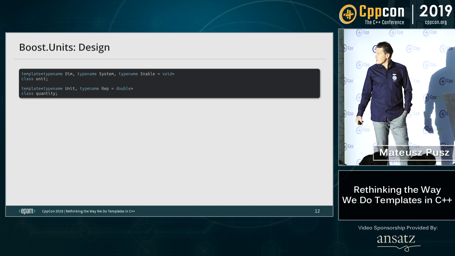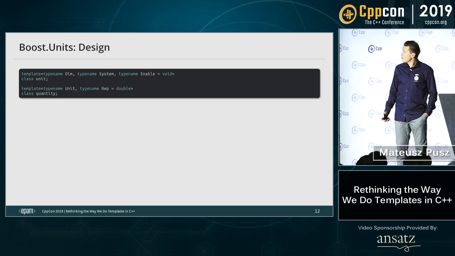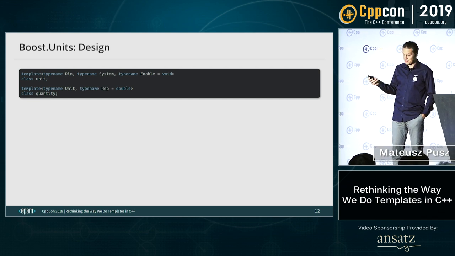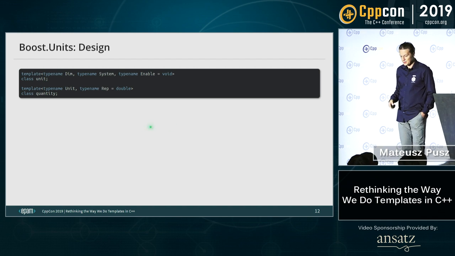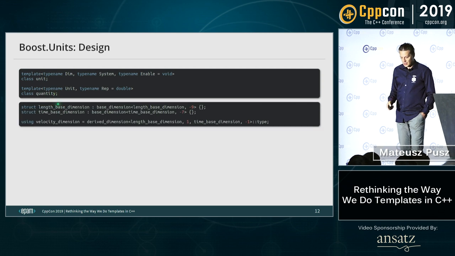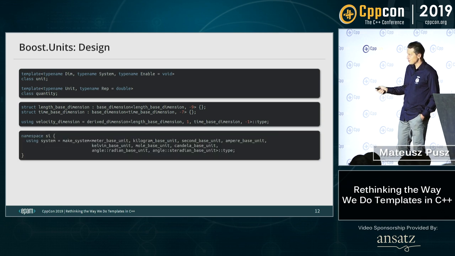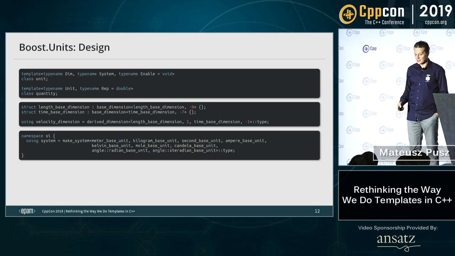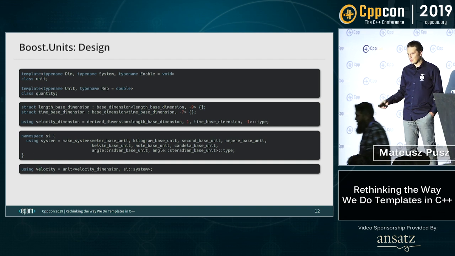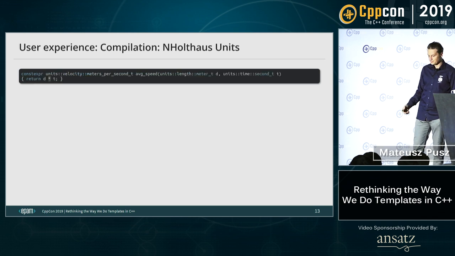Boost units is not the only example here, but basically the problems from boost units come from the design, yes? I will not go through the design really deeply here, but basically there is a unit, there is a quantity. There are some structures that define the base dimensions. And we have aliases, alias for the system, alias for the velocity. And this is the reason why we end up with such a huge type on the user end.